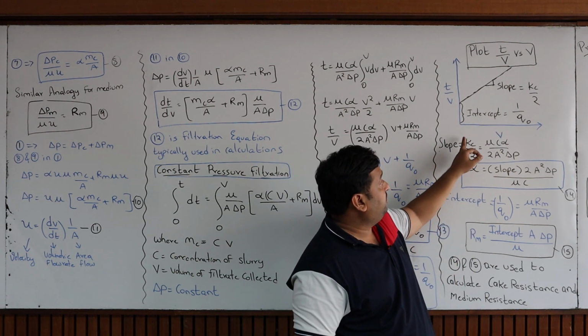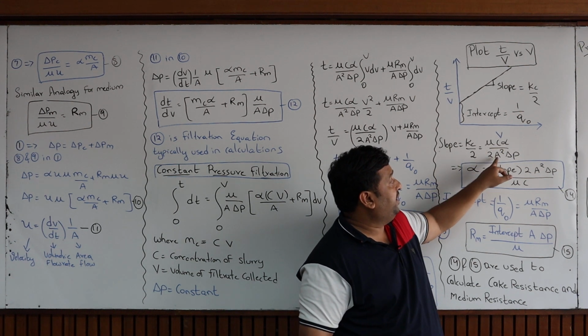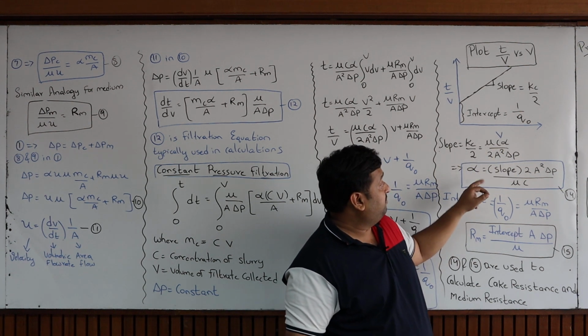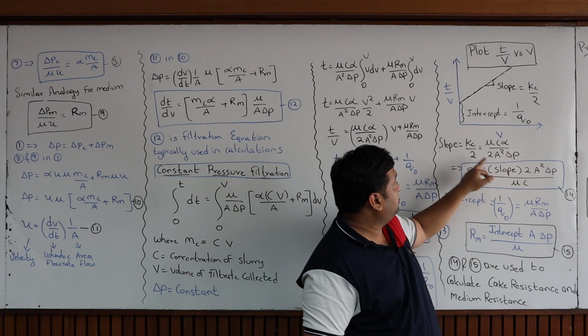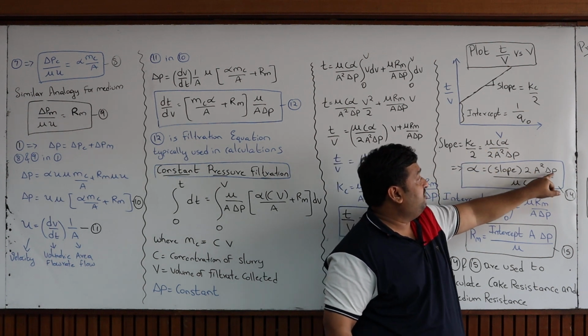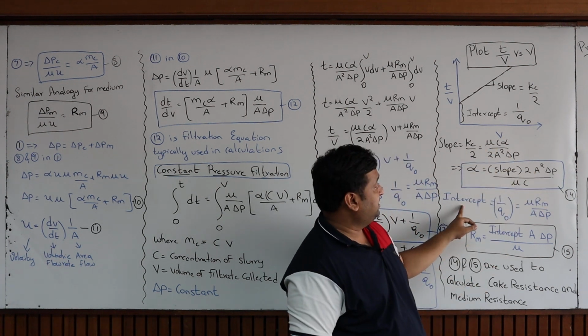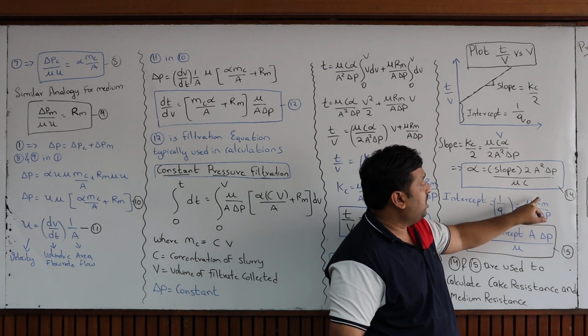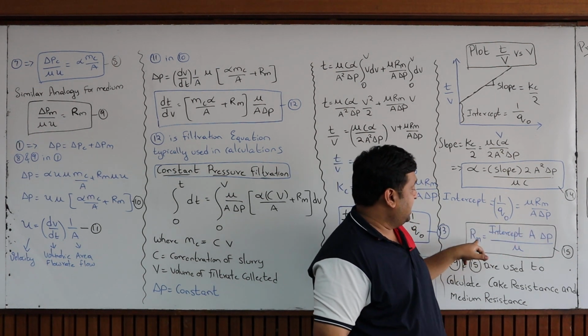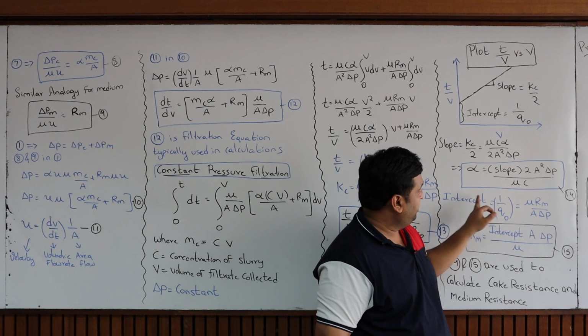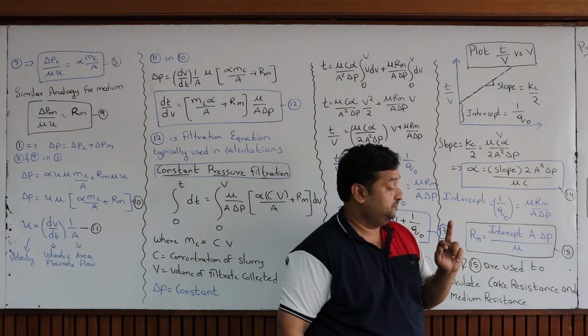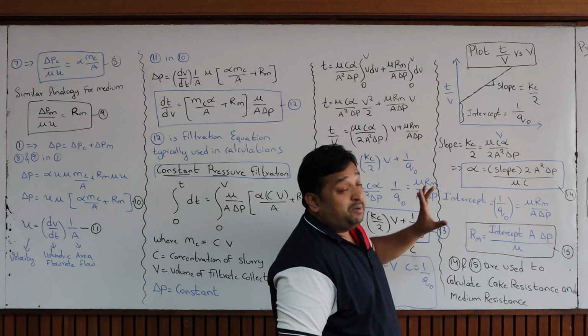That is why the slope is equal to Kc by 2, which is mu C alpha by 2 A square delta P. From this, what is my alpha? My alpha is equal to slope into 2 into A square into delta P divided by mu into C. The intercept is equal to 1 by Q0, which is mu Rm by A delta P. From this, Rm equals intercept into A into delta P divided by mu. This is my final equation.